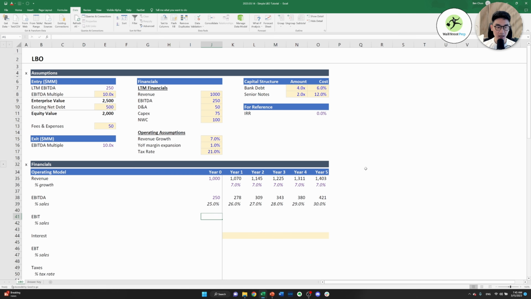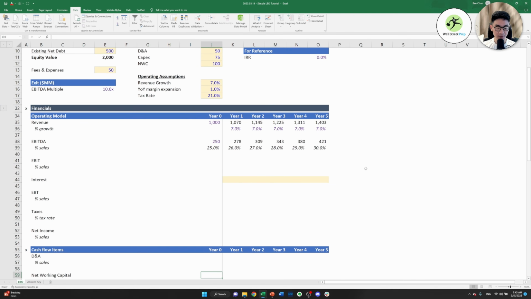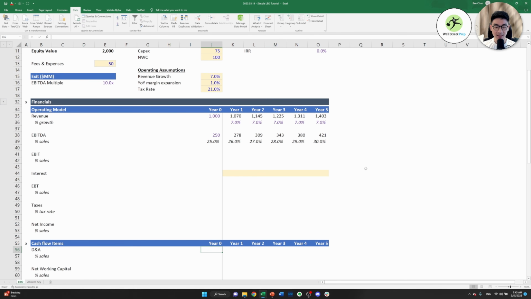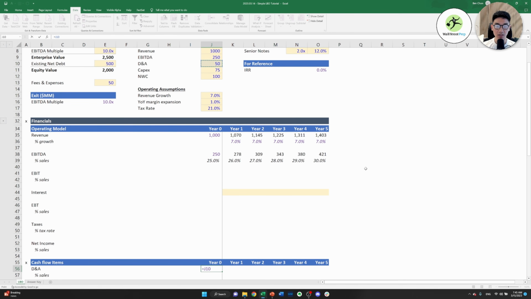Next for EBIT, we're going to need to subtract out our D&A. And I'm going to keep this here and just do this a little bit later. For interest, this is one of the more tricky parts of the LBO overall. You actually add this interest section towards the very end of the model. And as we go through everything, you'll kind of understand why, but we'll skip that for now. Actually, I realized we should first go to our cash flow items, and then we can fill out everything else. So our D&A, if we link up here, you'll see that our D&A is here.